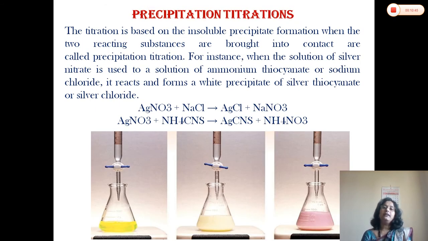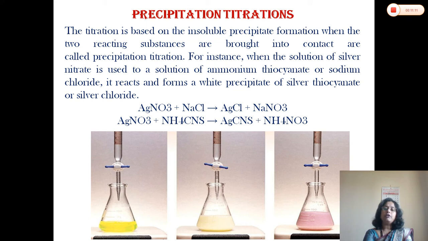Next type of titration is the precipitation titration. As its name indicates, precipitation occurs in the titration. This titration is based upon the formation of an insoluble precipitate when the two reacting substances are brought into contact, and this kind of titration is called precipitation titration.